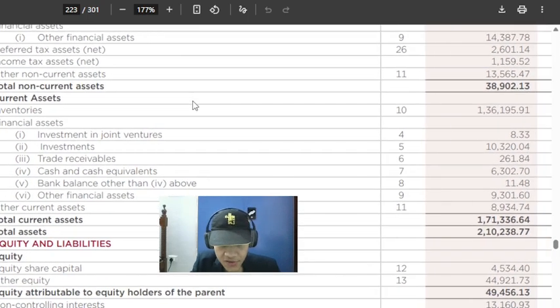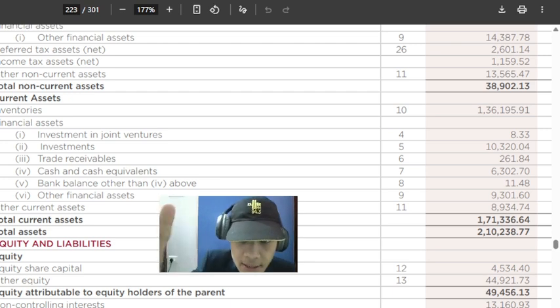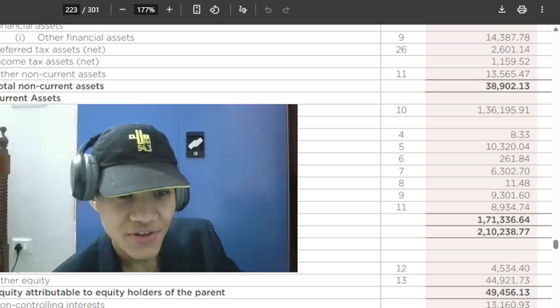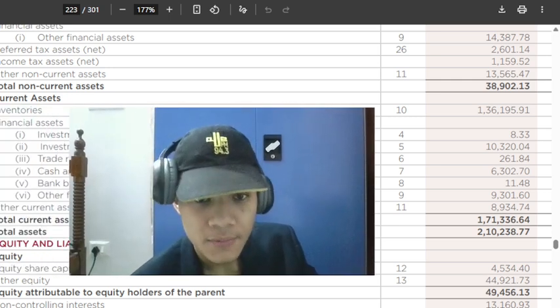Looking at the current assets, we got inventory. In current assets, it's dominated by inventory, which makes sense. Then we have investments, and then other financial assets, and cash and cash equivalents on the lower side. So, okay, overall, I think the video should end because I have nothing more to say.